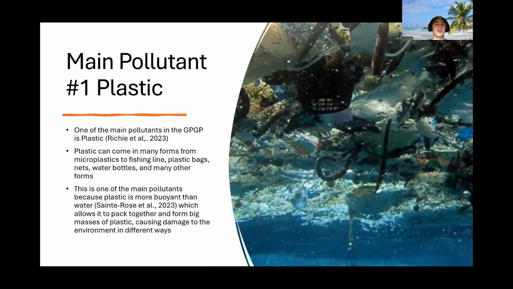So the main pollutant number one is plastic. One of the main pollutants in the Great Pacific Garbage Patch is plastic, said by Ritchie et al. 2023. Plastic can come in many forms, from microplastics to fishing line, plastic bags, nets, water bottles, and many other forms. This is one of the main pollutants because plastic is more buoyant than water, according to St. Rose et al. 2023, which allows it to pack together and form big masses of plastic, causing damage to the environment in different ways.